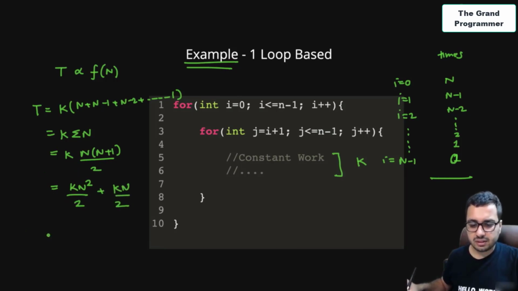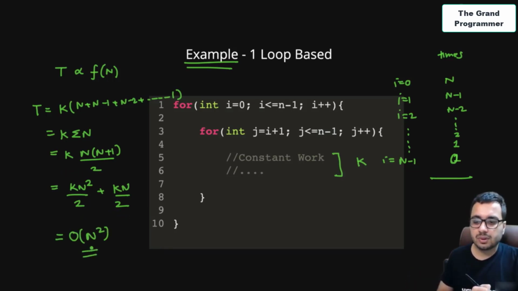Now we see that this is how the time depends upon this particular function, and in terms of big O notation we can say this is going to be order of n square. Both the loops together are going to run approximately n square times, hence the complexity of this code is order n square. That's it. Let's see one more example in the next lecture.